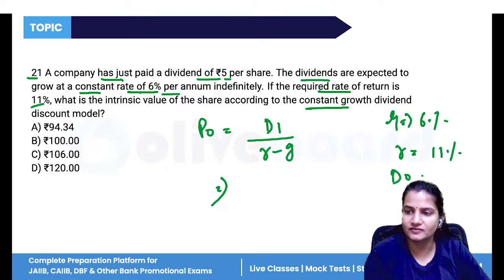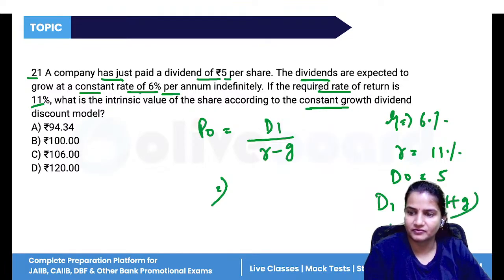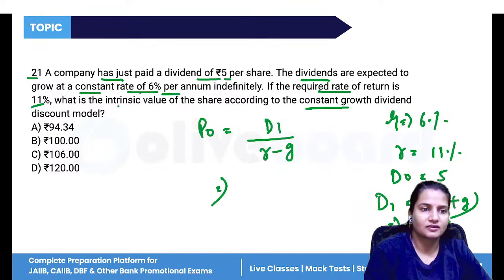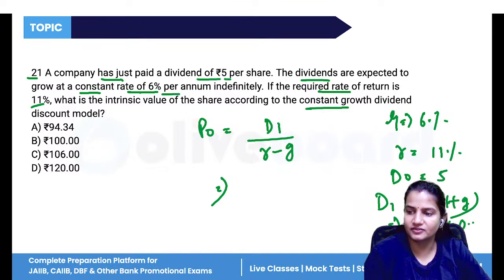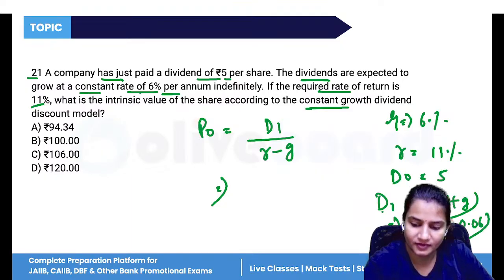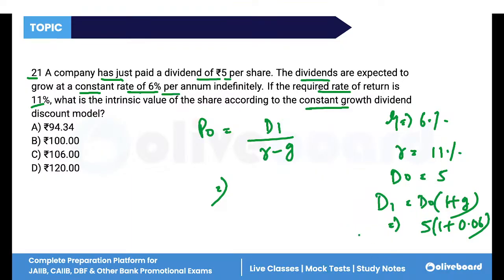And just paid a dividend of 5, which means D0 is given as 5. So D1 is equal to D0 × (1 + g). D0 is 5, and 1 plus growth, what is the growth rate? That is 6%, so we can write 0.06. Can we write or not? Now calculate and tell me quickly what the answer is.